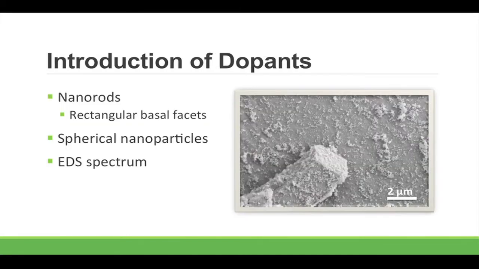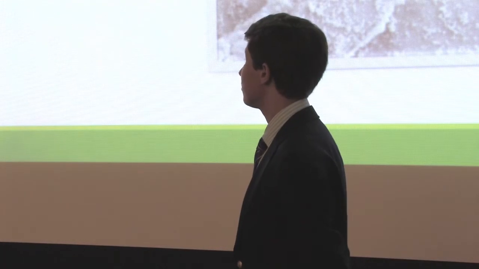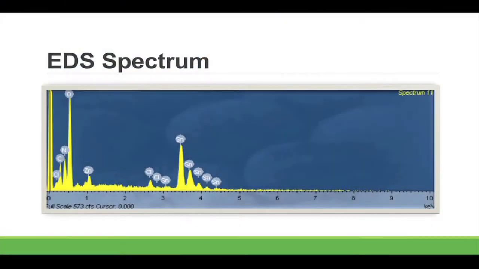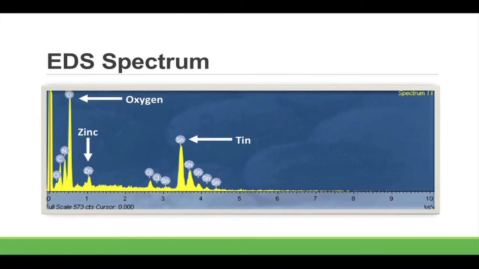So in our final set of experiments, we introduced tin as a dopant for our zinc oxide nanomaterials. Instead of obtaining the hexagonal nanorods that we had observed in our other trials, we observed rectangular nanorods. Additionally, we obtained these spherical nanoparticles, as you can see in the picture, that were not incorporated into the regular structure of the nanorods. Additionally, after conducting EDS analysis, we observed the characteristic peaks of zinc, tin, and oxygen that indicated that we had successfully doped our zinc oxide with tin to form zinc stannate.